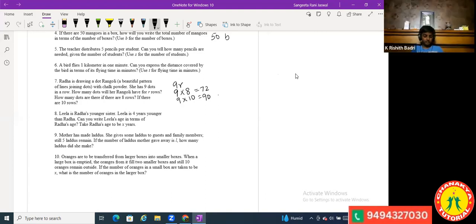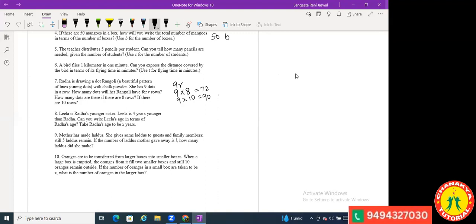Ashwath, you show me yours. Ma'am, I'm not getting it. Can you please explain the question once? Okay, Ashwath, see here. It's saying Radha is drawing a dot rangoli with chalk powder. She has 9 dots in one row. Suppose this is a row and she has 9 dots: 1, 2, 3, 4, 5, 6, 7, 8 and 9. There are 9 dots in one row. But we don't know the number of rows. How many rows are there?